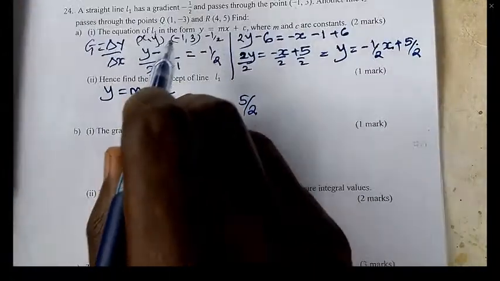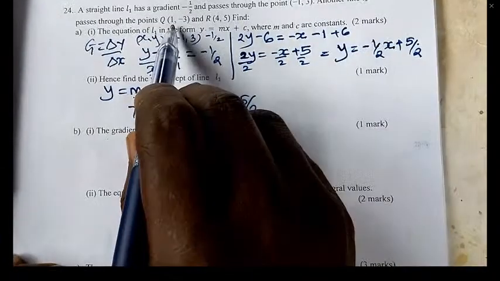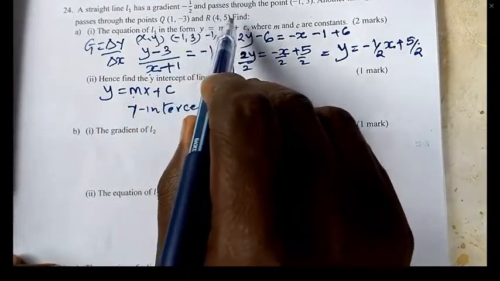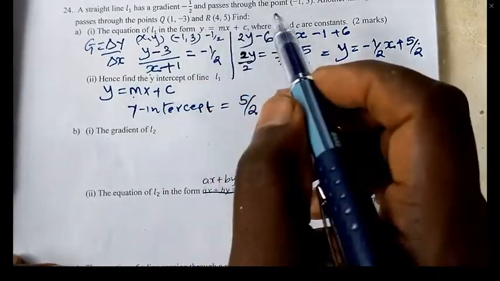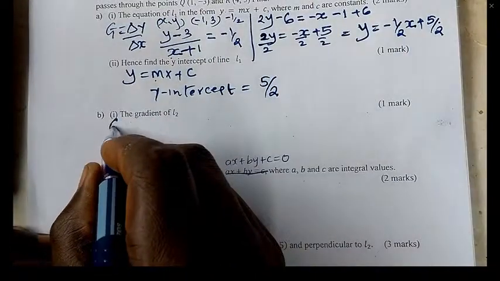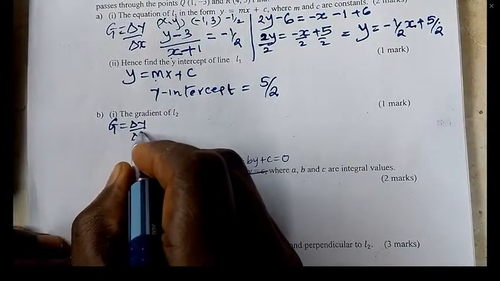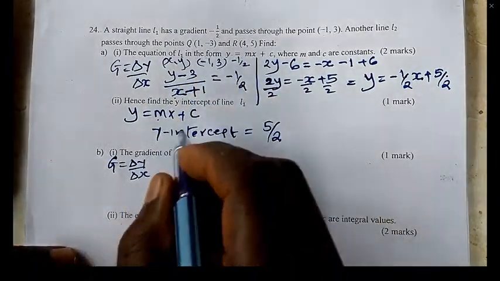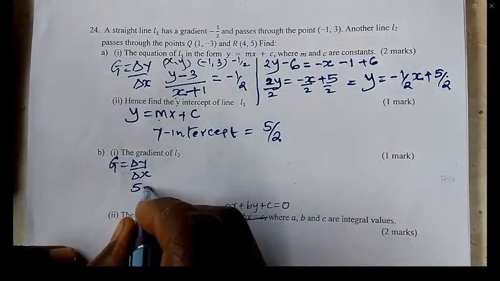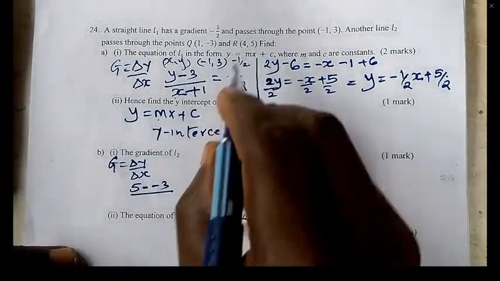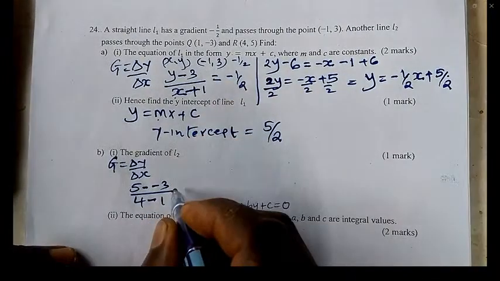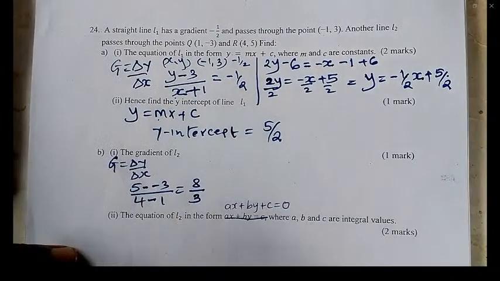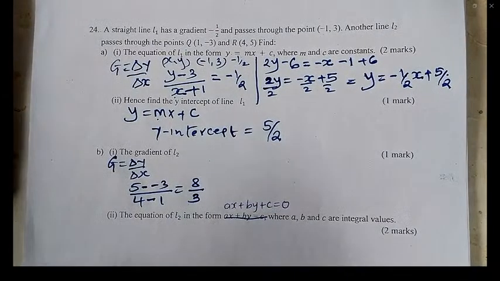Now the gradient of L2. Line 2 passes through (1, 3) and (4, 5). The first thing, since we have two points, is that we must get the gradient and then find the equation. Gradient equals change in y over change in x, so 5 minus 3 divided by 4 minus 1. So the gradient of L2 is 2/3.